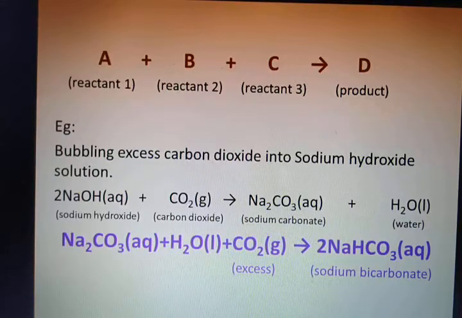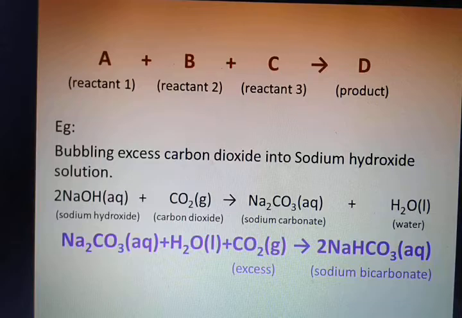Before going to the next reaction, there is another format. As I said, multiple substances can react to form one substance. I've shown you another example. Previously it was A plus B giving C as the product, two reactants reacting together to give one product. Now I've shown you three reactants reacting together to form one product.